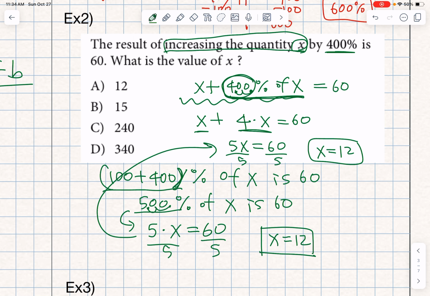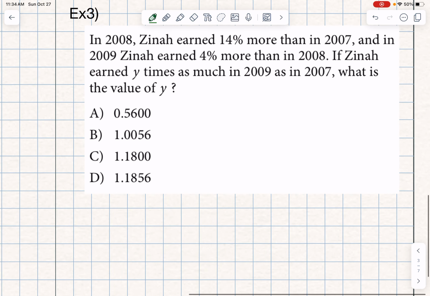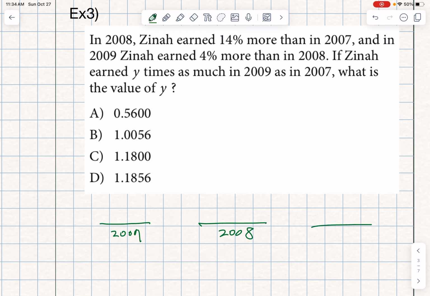Now look at the next problem here. In 2008, Jinna earned 14% more than in 2007. And in 2009, Jinna earned 4% more than in 2008. If Jinna earned y times as much in 2009 as in 2007, what is the value of y? So there's a value in 2007 and there's a value in 2008. What happened in 2008 is they added 14% more than 2007. Then I have to have a certain expression. What will be the original value in 2007? So I'm going to put this as x.